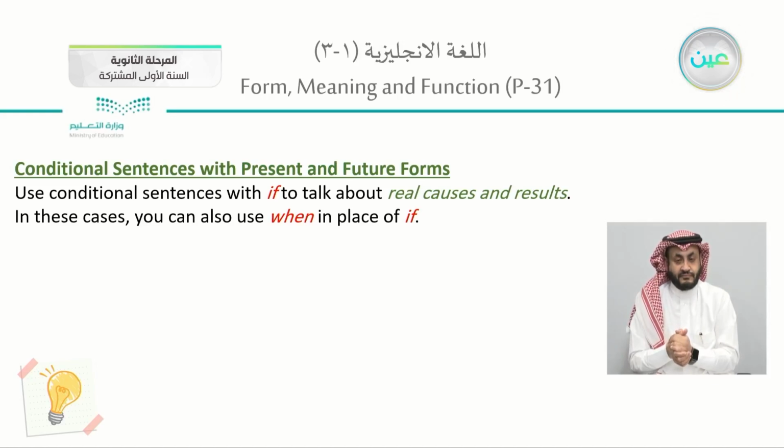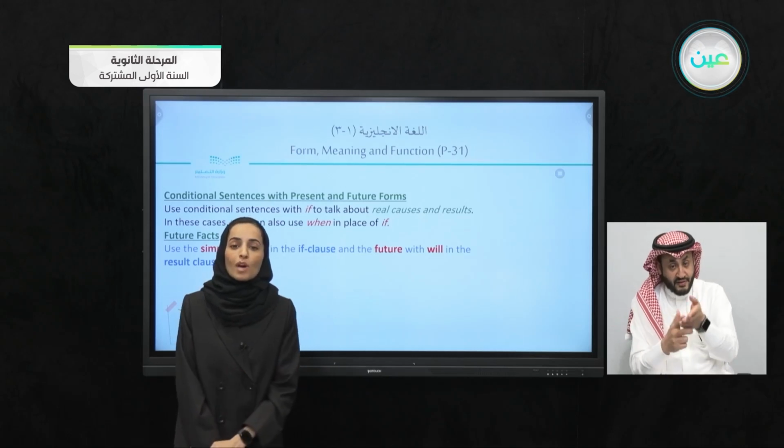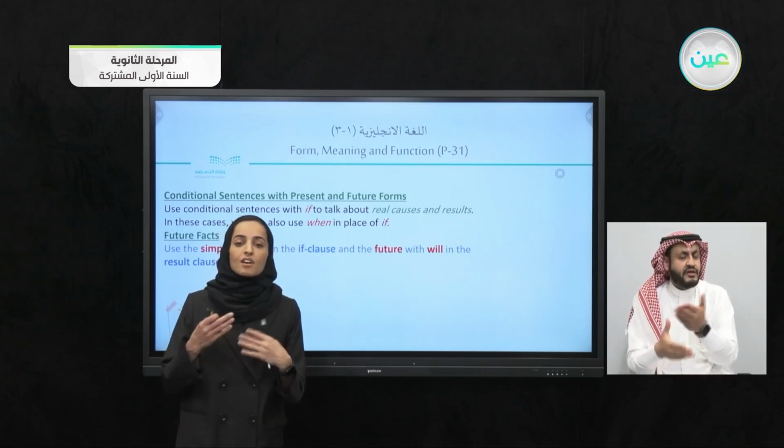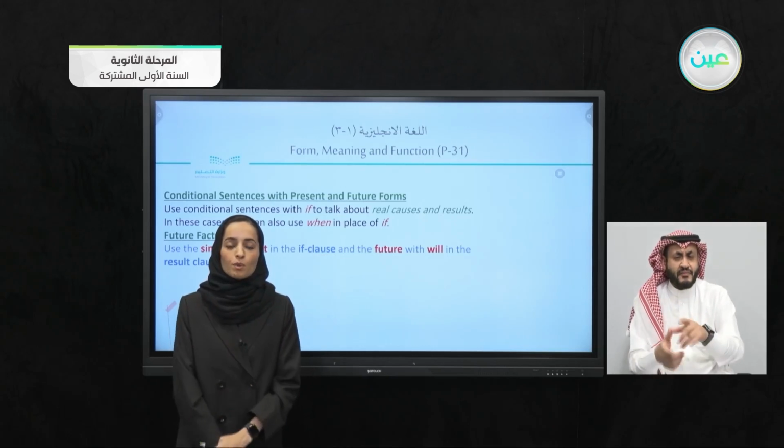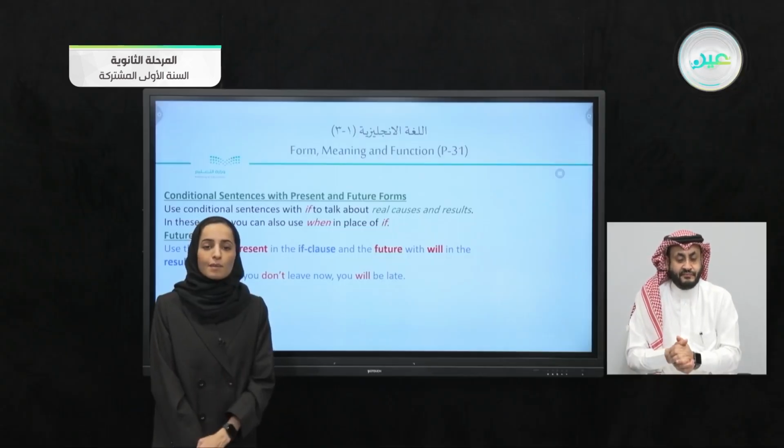In your books, page 31, use conditional sentences with if to talk about the real clauses and the results. And here, the future facts. For the future, we use the simple present in the if clause, the first one, and the future with will in the result clause. So the other one will be will. Why is it will? Because things are different between you and me, between people. So, if you don't leave now, you will be late. Maybe if you don't leave now, I will feel mad at you.